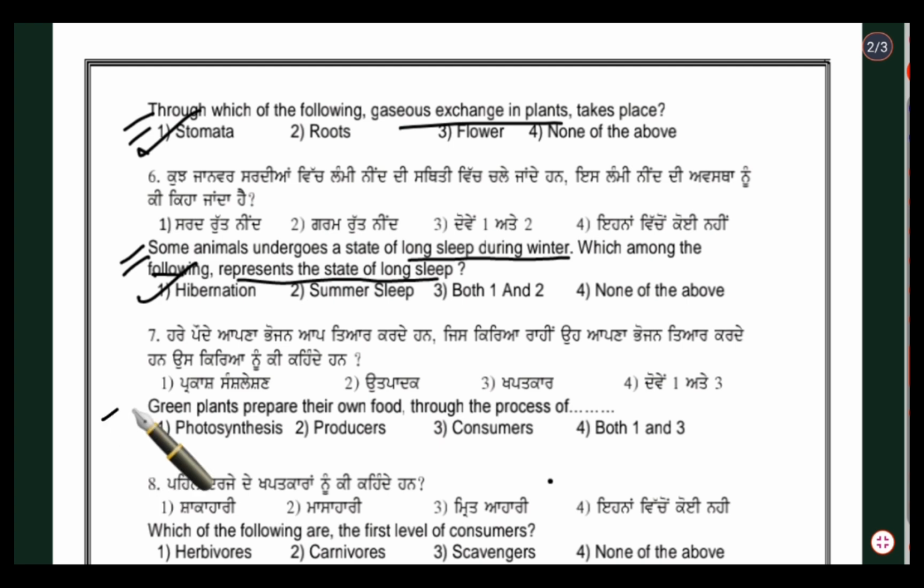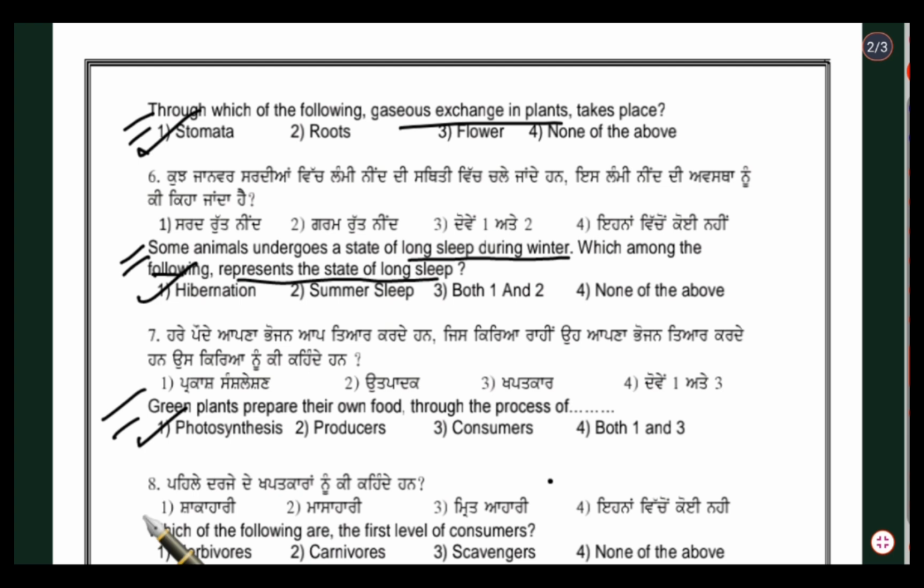Question number 7 is, green plants prepare their own food through the process of. The right answer is photosynthesis. Photosynthesis is the process by which green plants use sunlight to synthesize food from carbon dioxide and water, and this process takes place in the chlorophyll of leaves.